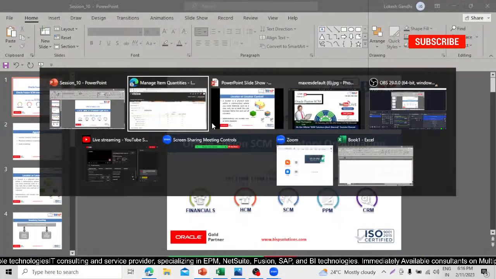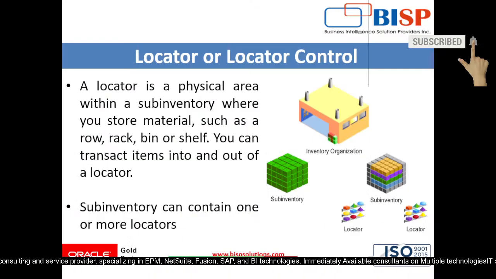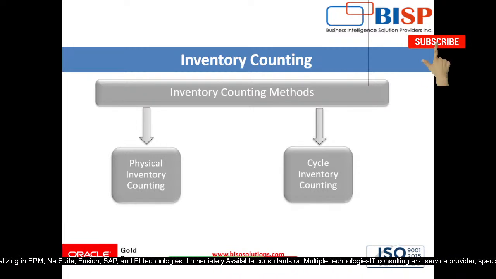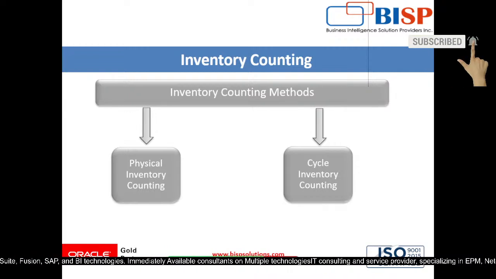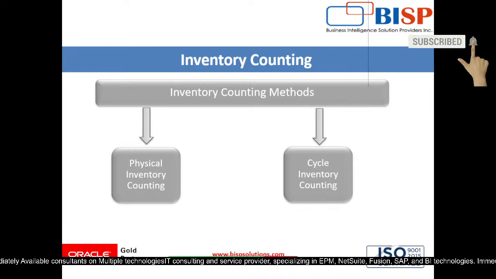Let's move to our PPT. Now our next topic is inventory counting, right? So in the Oracle Fusion application, we have two types of inventory counting. One is physical inventory counting and another one is cycle inventory counting, right? So let's start with the physical, and later on we will cover the cycle inventory counting, right?